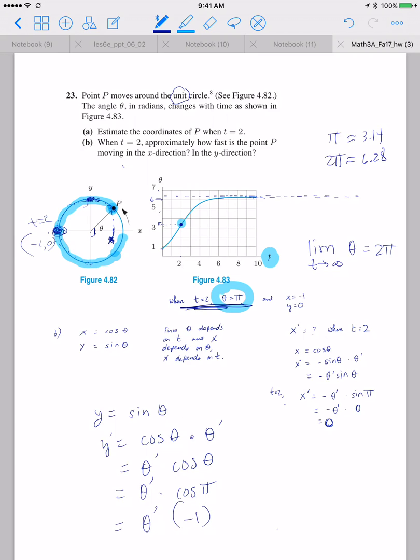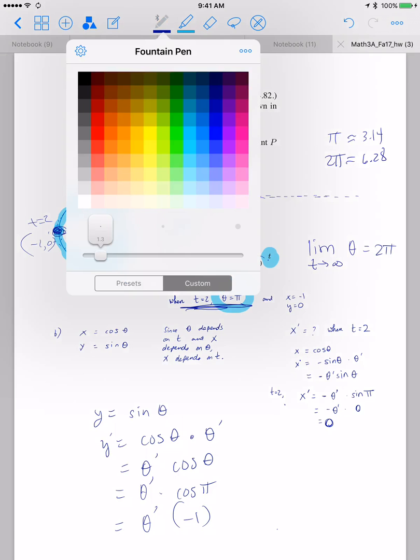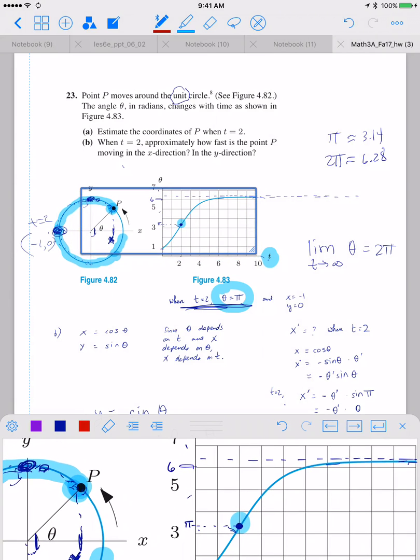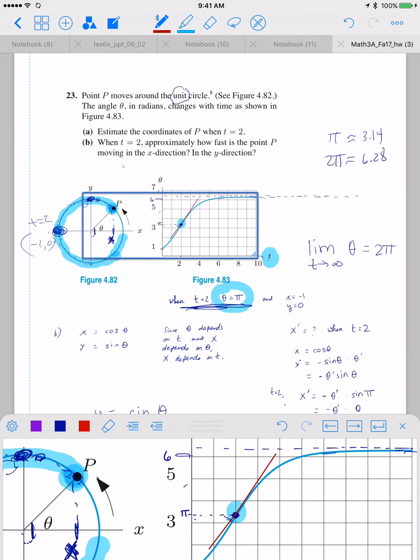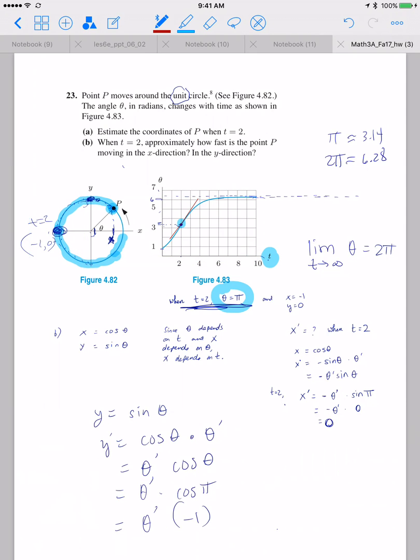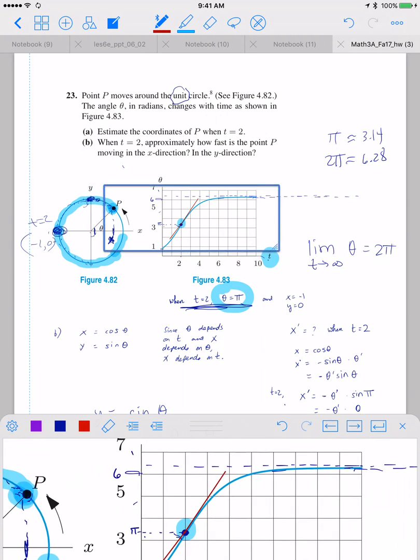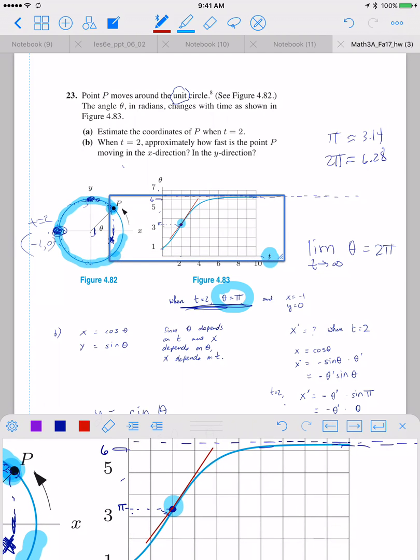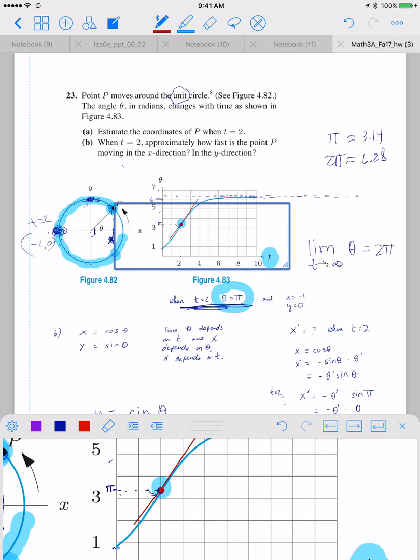And now we need to know what is theta prime when t equals 2. So I'm actually going to look here. When t equals 2, theta prime is going to be the slope of the tangent line. So I'm going to do it in a different color here. So I need the slope of this tangent line. Does that make sense? And how can I find the slope? Well, this was in one of the presentations that we had, to approximate the derivative, the slope of the tangent line, when you're just given a graph. So I will use the rise over 1.